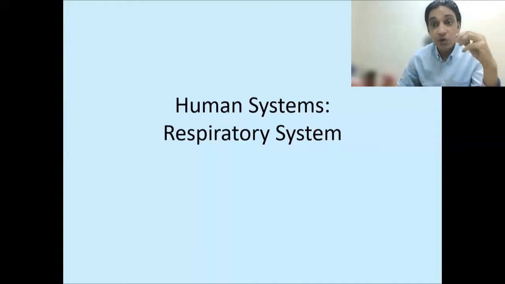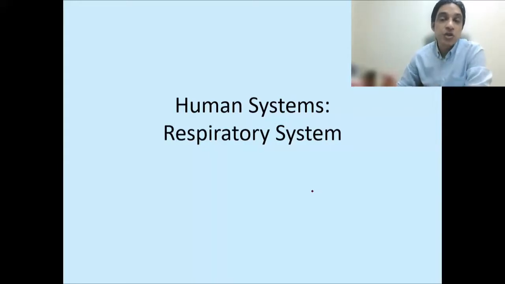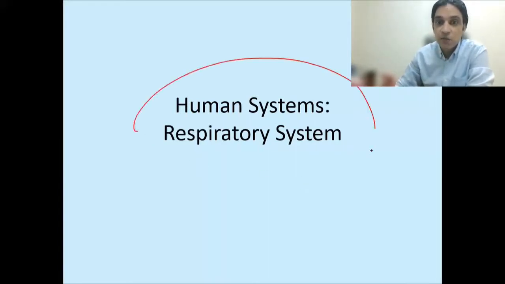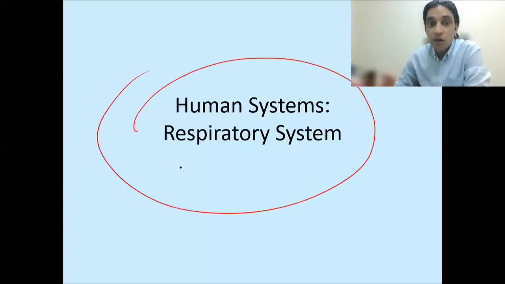And last but not least, you should know the diseases related to every system. That means what happens if something goes wrong with any part of the system, or what types of diseases are associated with it. The same is applicable to the respiratory system as well. So the first topic we are going to study is our respiratory system.